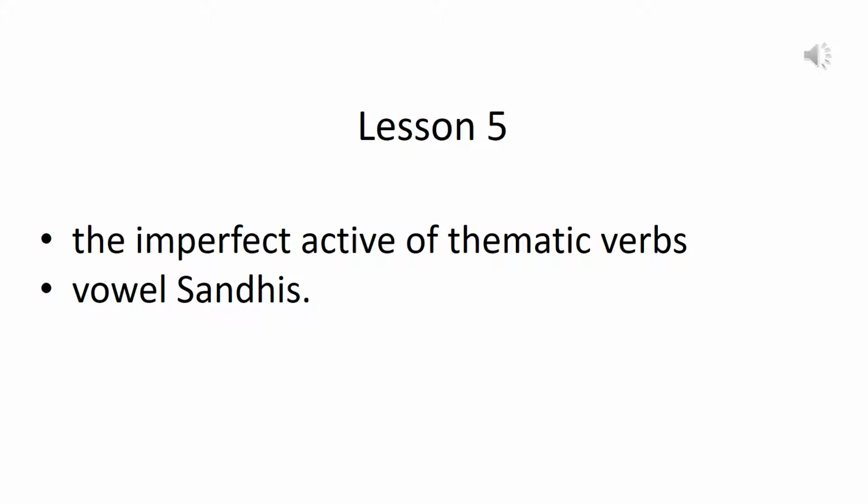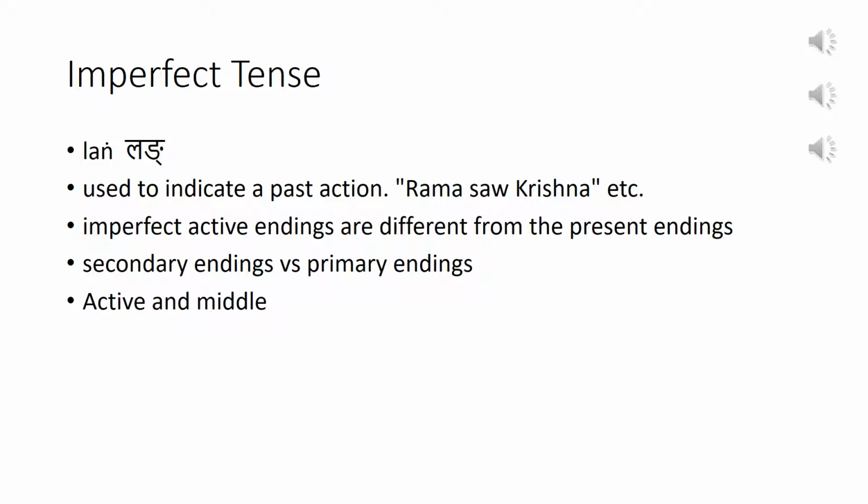Unless you know how to separate out the words and get their uncombined form, it will be difficult to understand what is being said. Let us look at the imperfect active conjugation. The imperfect tense is called lang by the Sanskrit grammarians. The imperfect is used to indicate a past action. Rama saw Krishna, etc.